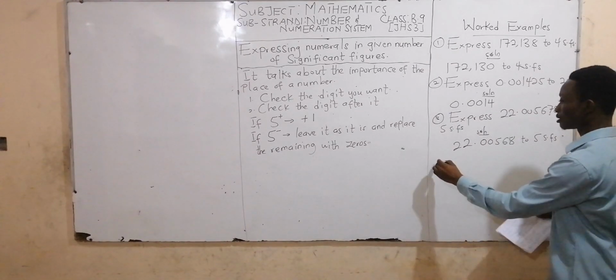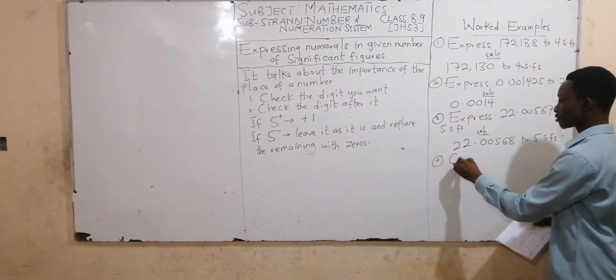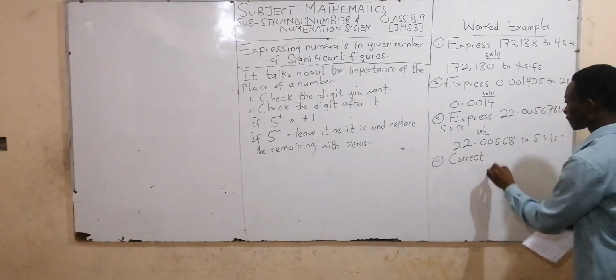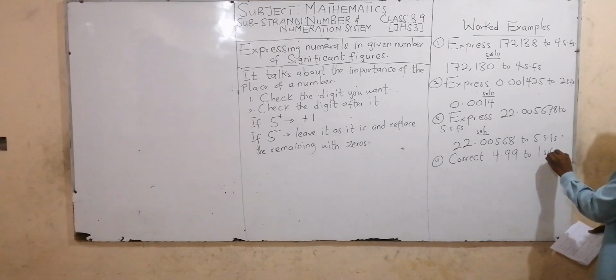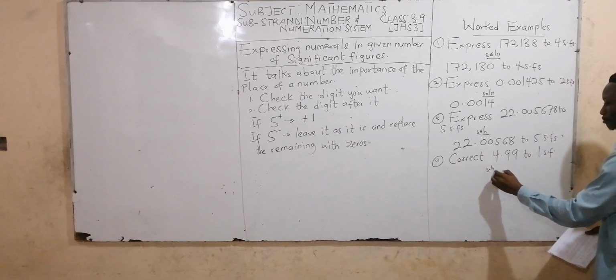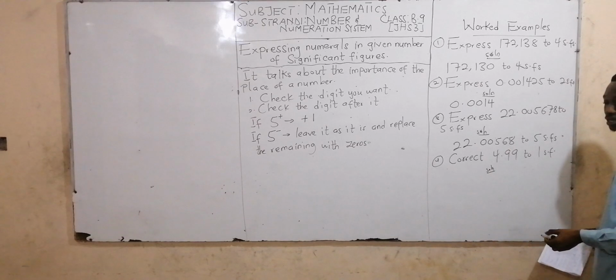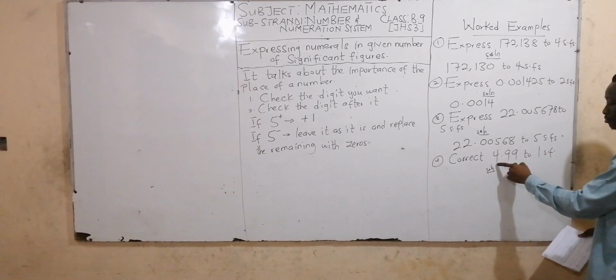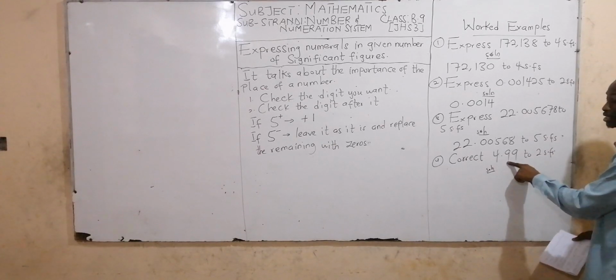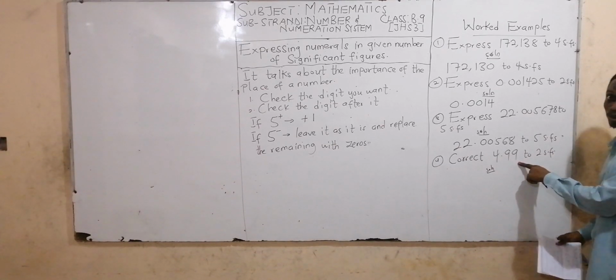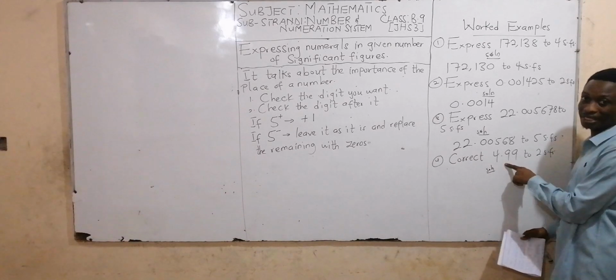Now let us look at this also. Let's correct 4.992 to 2 significant figures. So what's the first significant figure? It is 4. The second significant figure is 9. So let's check what comes after. It is more than 5. So we add 1 to 9, making 10.